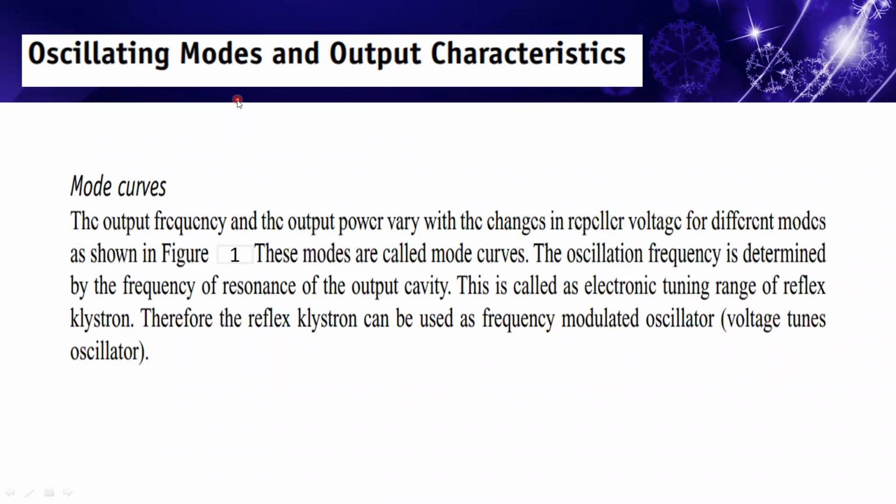Next we move on to the oscillating modes and output characteristics. So what is the mode information? The output frequency and the output power vary with the changes in the repeller voltage for different modes. This is the point we have to maintain for mode curves.